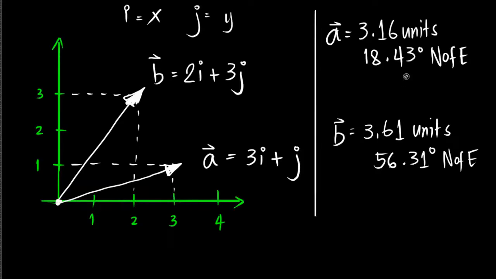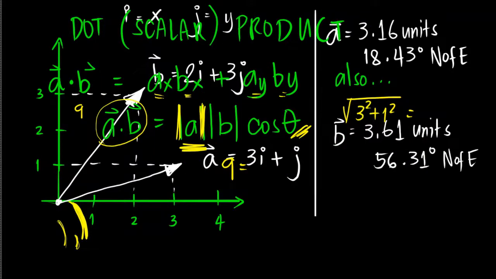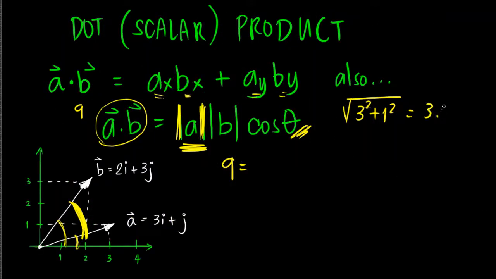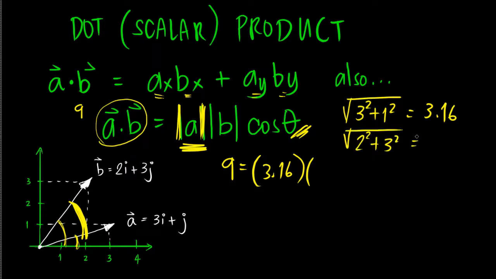So, it's 3.16. Then for B, 2 squared plus 3 squared, so the square root of 4 plus 9, the square root of 13, or 3.61. That was also given earlier. So we have cosine theta, and what we are looking for is the angle between the two vectors.